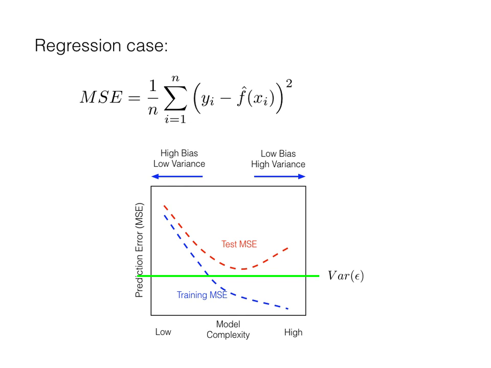So this picture below is what we saw before. We're choosing a complexity, so we're choosing an f hat that minimizes the test mean squared error. And that green line is the minimum possible test mean squared error over all of the methods that we can find. And that's the variance of our epsilon, our error term. That's the best we could possibly do.